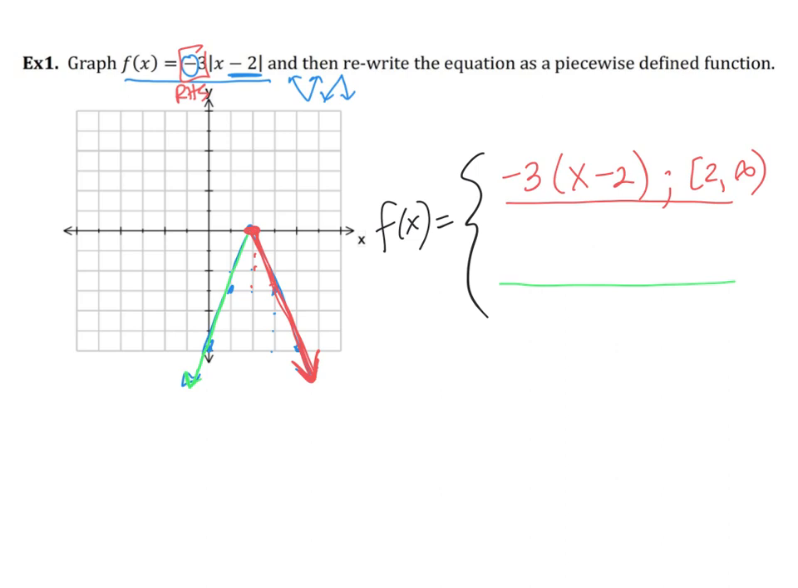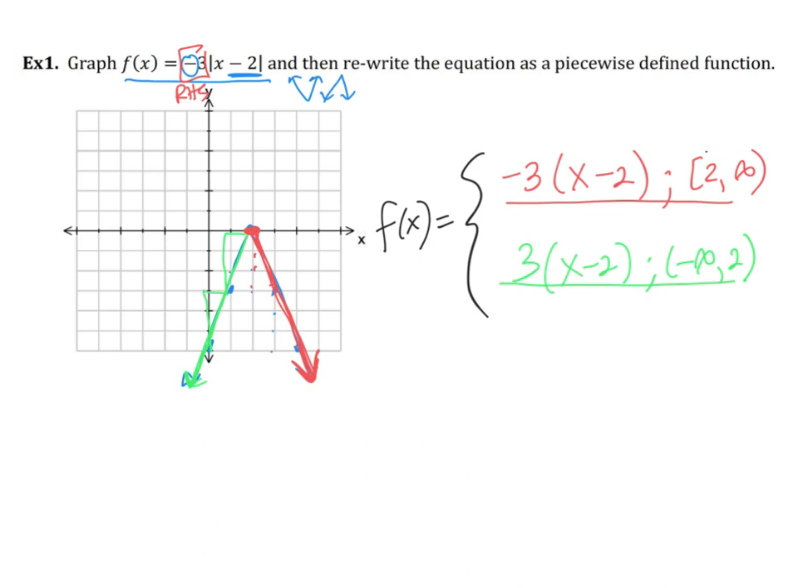The left-hand side has a positive slope, up 3, right 1, up 3, right 1. So it's positive 3 times x minus 2, but we are going from negative infinity to 2. Now, I am going to exclude the 2 here in the second one because I included the 2 up there in the first one. Of course, you could have reversed it.